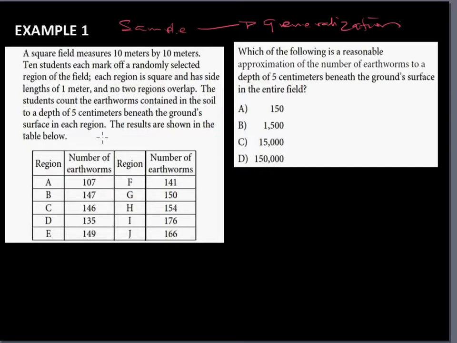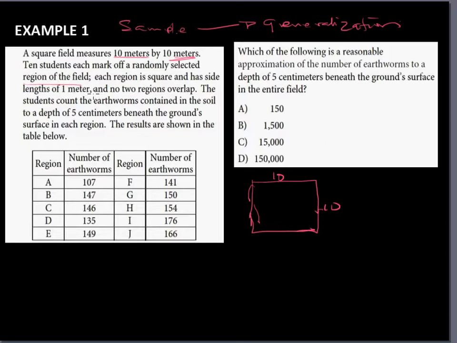So this particular problem is looking at a square field that measures 10 meters by 10 meters. 10 students each mark off a randomly selected region of the field. So this is our square field, which is 10 meters by 10 meters. Each region is, and you have 10 students who are going to do a survey in this area. Each region is square and has side length of 1 meter by 1 meter.